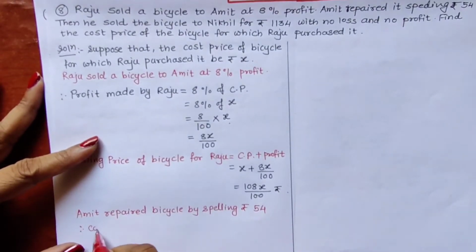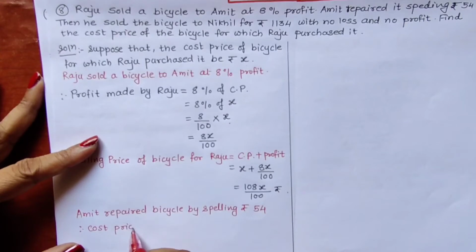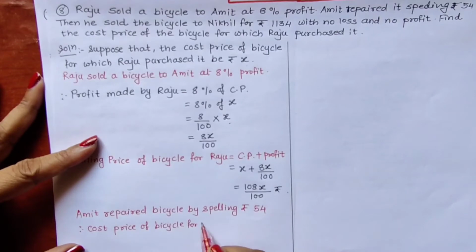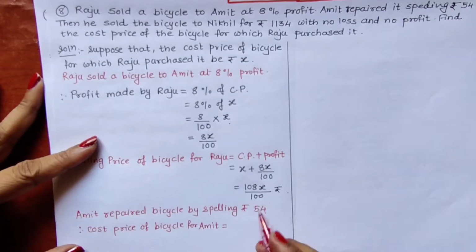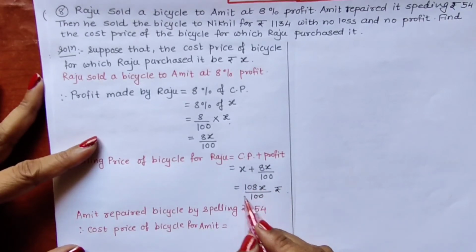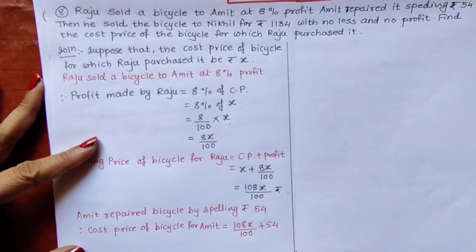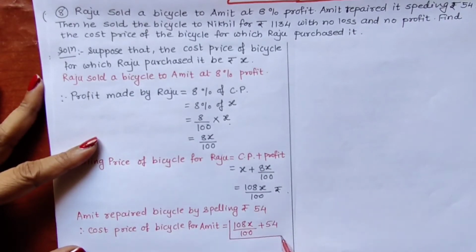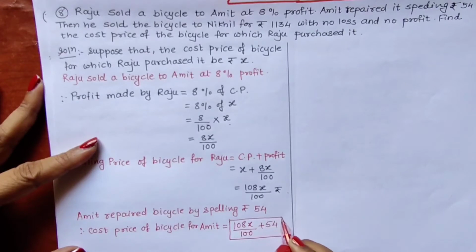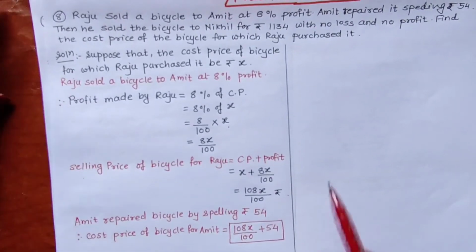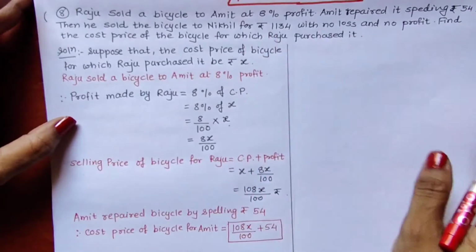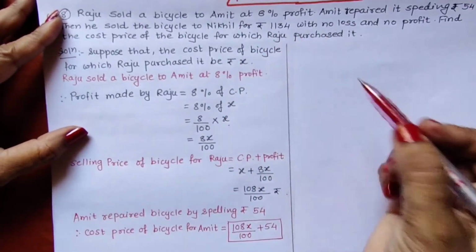So he bought it at 108 upon 100 x rupees, and then he had to spend 54 rupees also. Therefore, the cost price of the bicycle for Amit will be equal to the selling price of the bicycle for Raju, that is 108x upon 100, plus 54 rupees spent on repair. In this way, this much is the cost price of the bicycle for Amit. Now after that, Amit sold that bicycle to Nikhil.